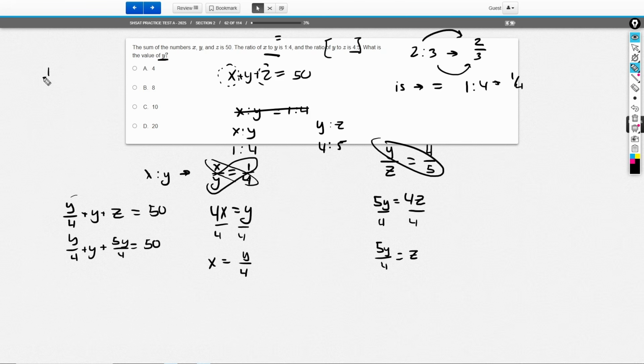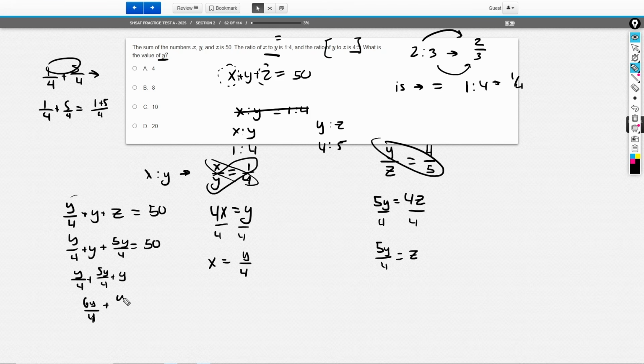Remember that to combine fractions like 1 over 4 and 5 over 4, you just need to make sure they have the same denominator. If they have the same denominator, add their numerator and keep the denominator the same. That means that 1 over 4 plus 5 over 4 is just 1 plus 5 over 4. You keep the denominator the same, you add the top. So if I have y over 4 plus 5y over 4 plus y, these two have a denominator of 4, so I can just add them, and I get 6y over 4.